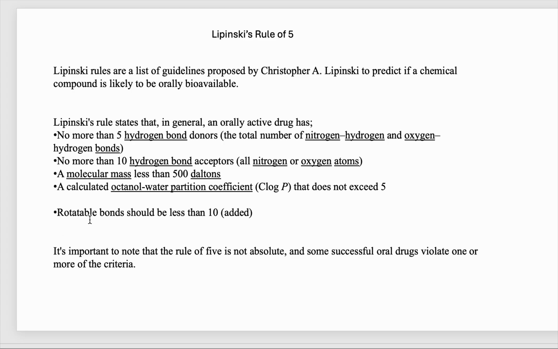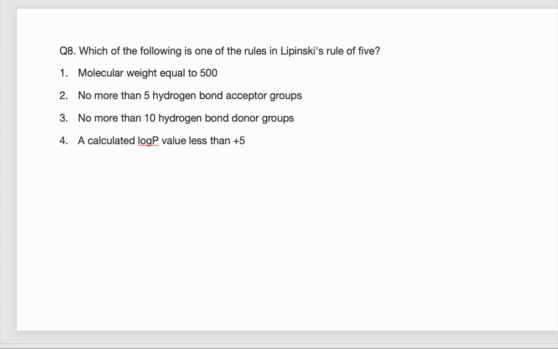Now this is one thing: rotatable bonds should be less than 10. This has been added later. This was not in the original Lipinski guidelines, but it's more like an amendment, just to make it 5. Yes, it's important to note that it's not absolute. There are many drugs that defy this rule of 5. This was given just as guidelines, not a hard and fast rule. So, yeah.